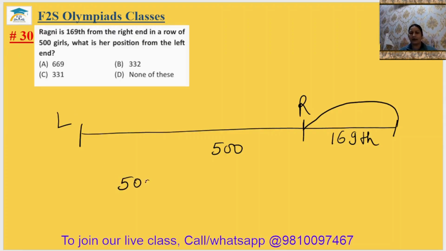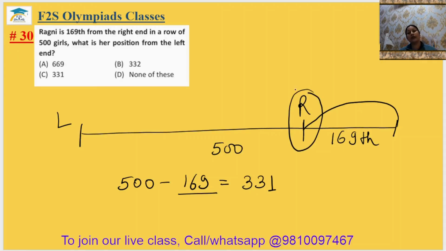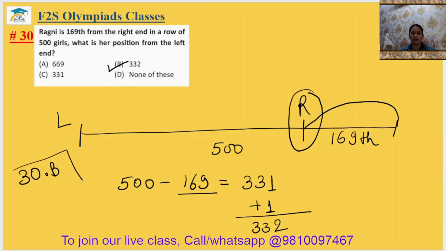So 500 minus 169 equals 331. But when you subtracted 169, it means the 169th was Ragini. It means you have subtracted Ragini also. And we have to find Ragini's position. That's why we will do plus 1 here. So Ragini's position will be the 332nd position. It is in option B. So the 30th answer will be option B.